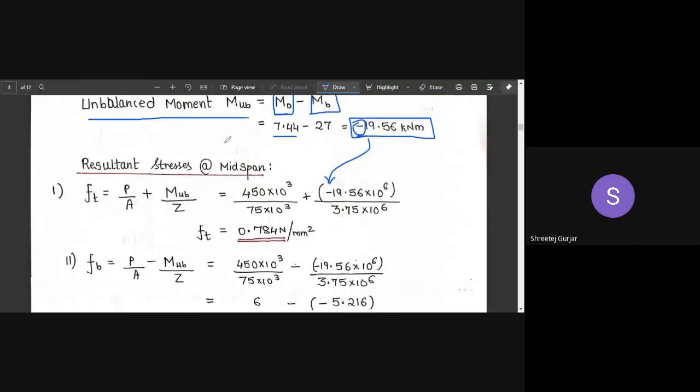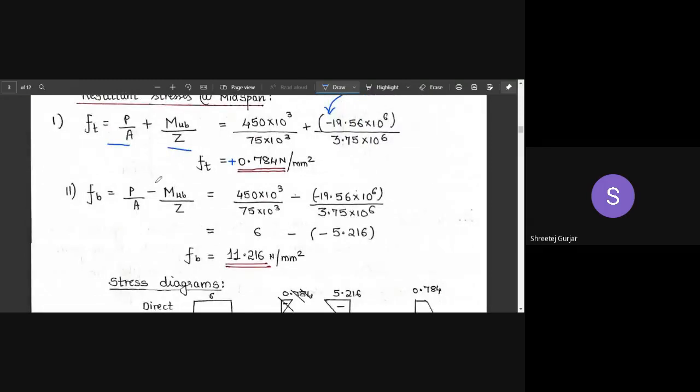So resultant stress at midspan is P by A plus MUB by Z. Okay, P by A plus MUB by Z. So P we know, A we know. MUB we have calculated and substituted, Z we have calculated. So you get the stress at top fiber as plus 0.784 Newton per mm squared.